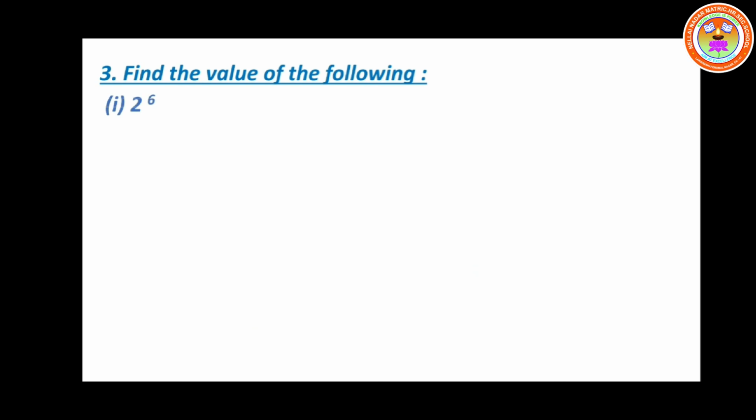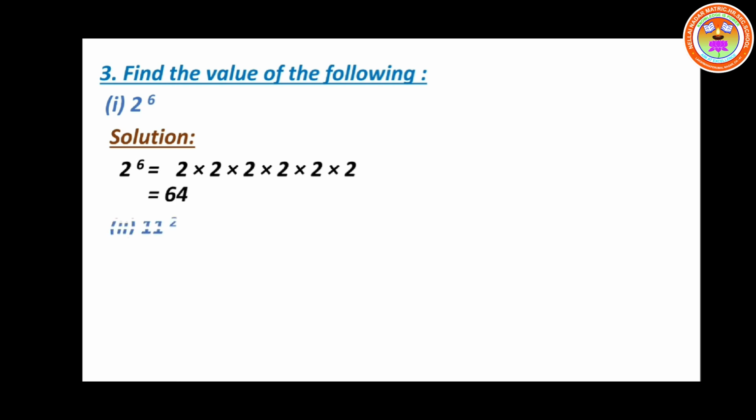Okay. Now let us move on to problem number 3. Find the value of the following. Subdivision 1, 2 power of 6. Solution: you have to multiply 2, 6 times. So the solution is 2 into 2 into 2 into 2 into 2 into 2. So 2 2s are 4, 4 2s are 8, 8 2s are 16, 16 2s are 32, 32 2s are 64 is your final answer.